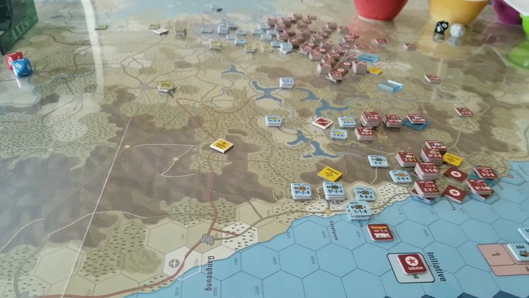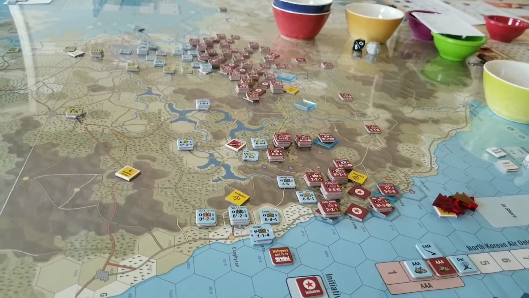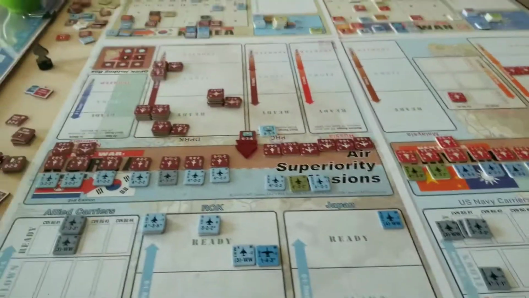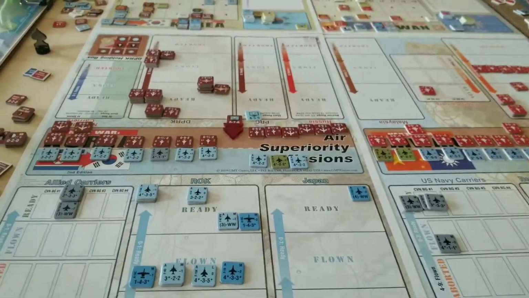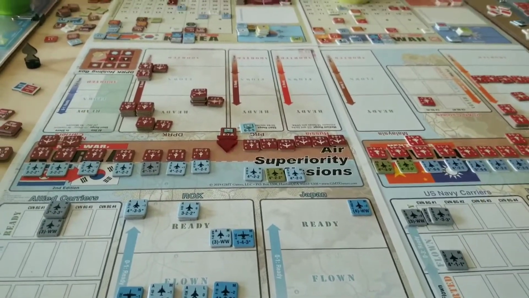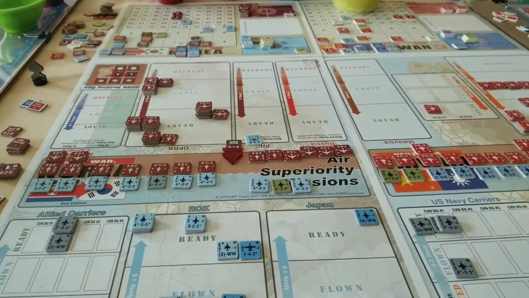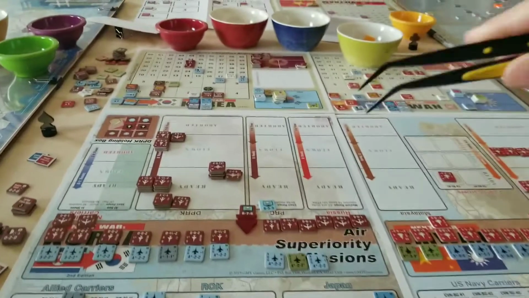So there you have it. We'll be back with some more. I think it's the air and naval phase now. All right, I have got the air superiority step set up. I haven't actually resolved anything yet. I wanted to explain a little bit what was going on.